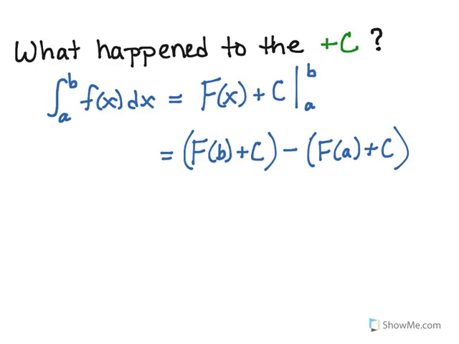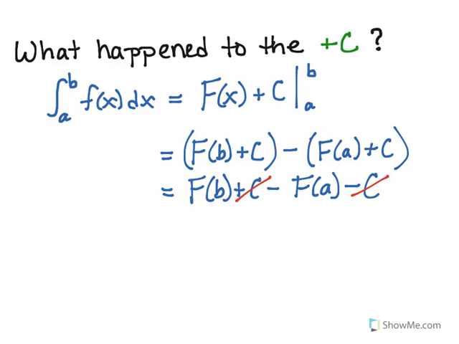And now you should be able to see that the c's are going to cancel off. You're going to get capital F of b plus c minus capital F of a minus c. And therefore those two c's eliminate each other, and you get the fundamental theorem, which states the integral is equal to capital F of b minus capital F of a. We will take a look at a few more examples in class tomorrow.